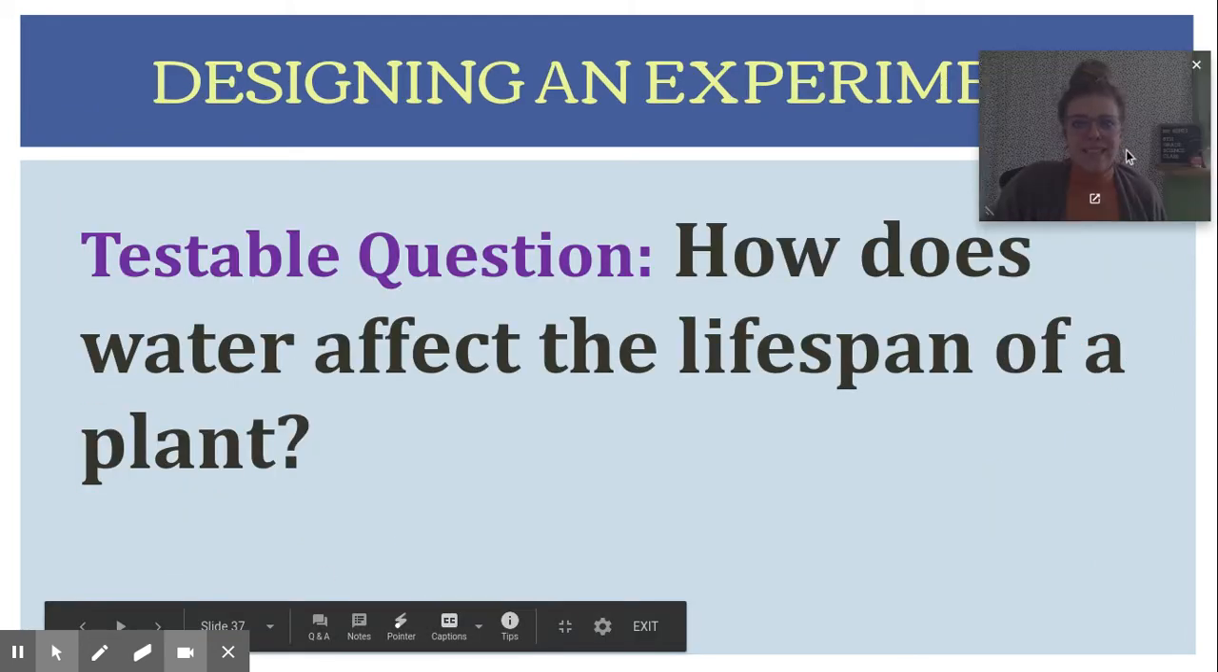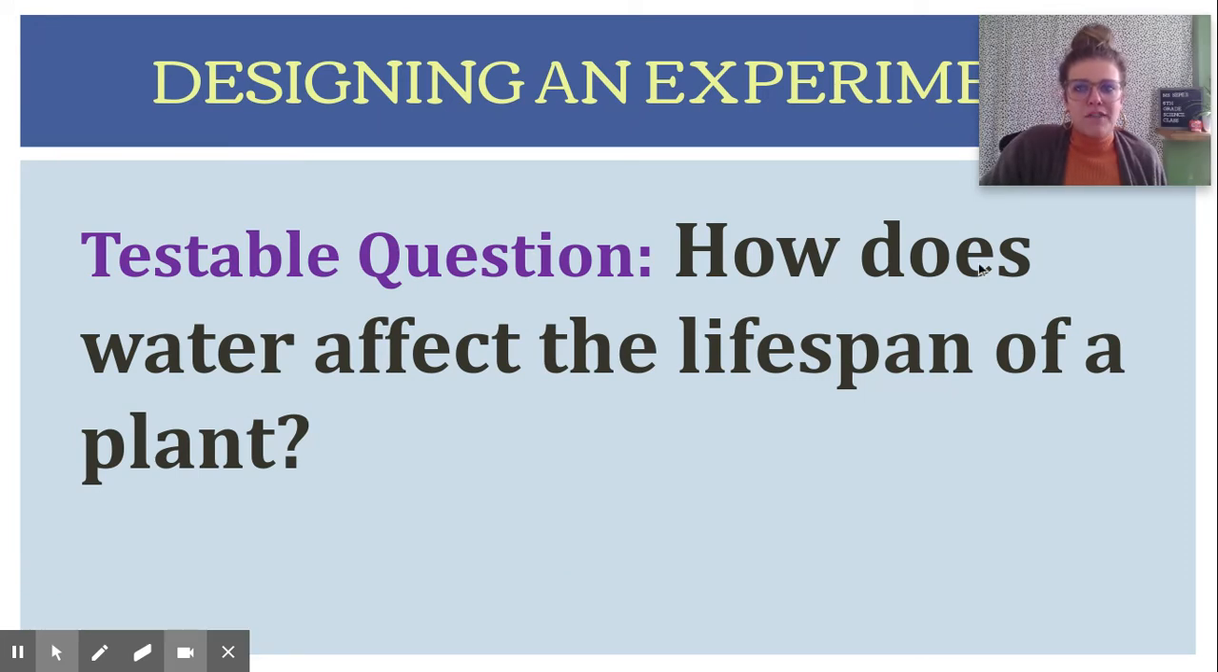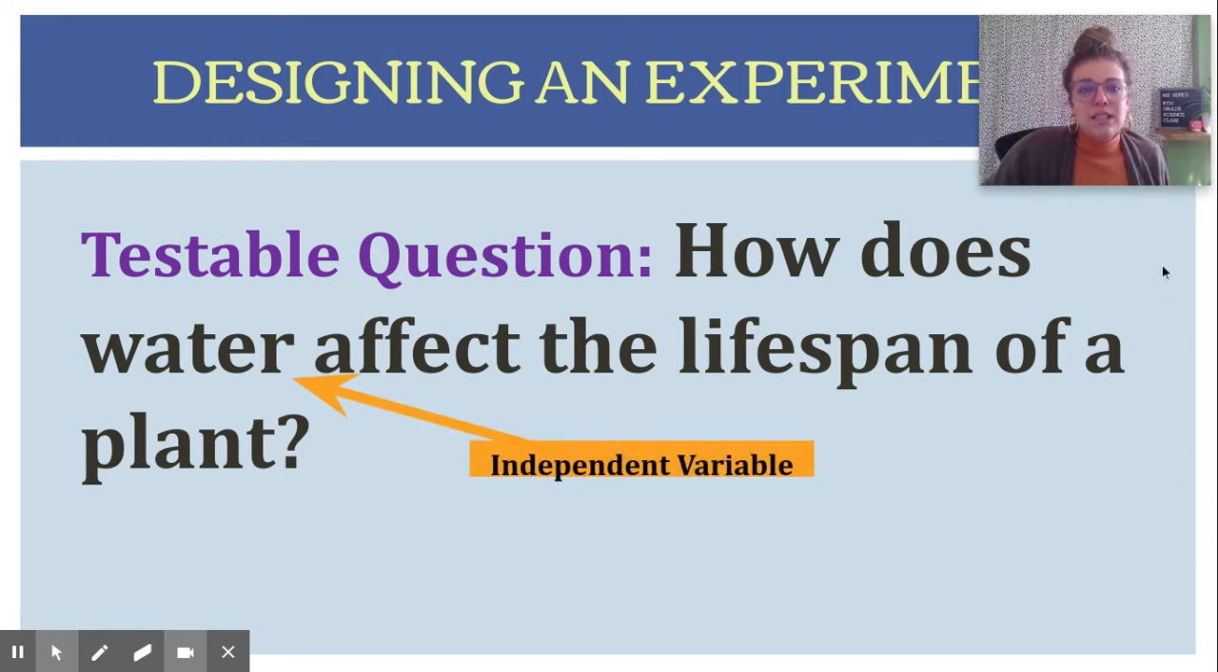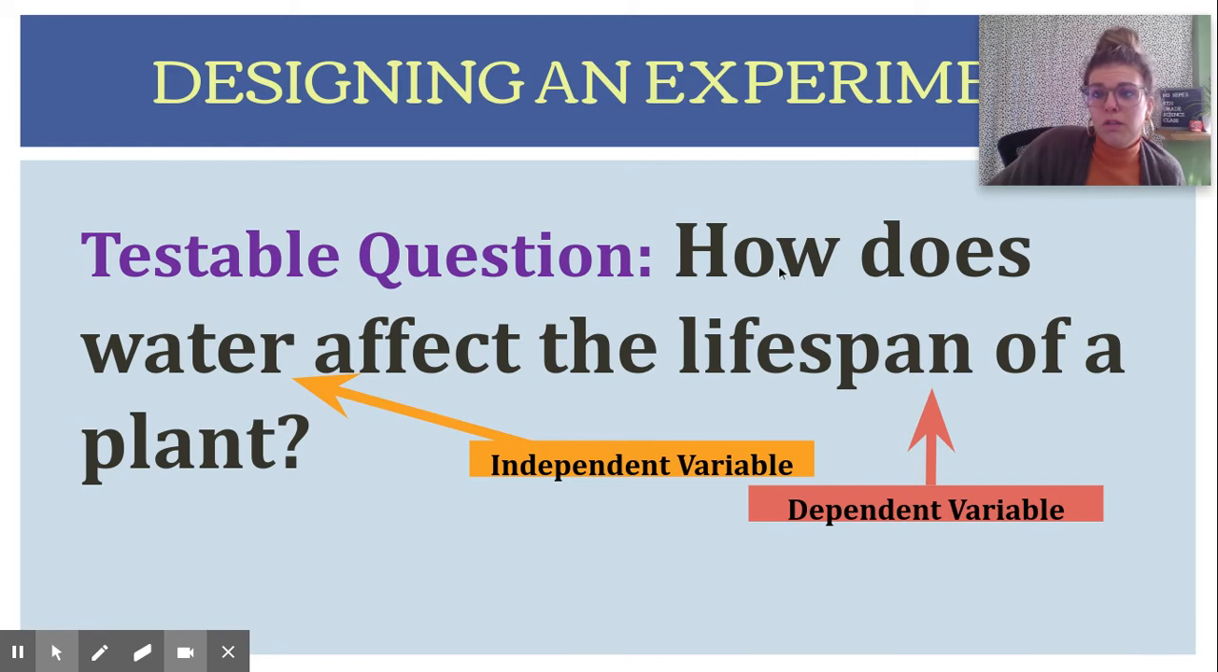Now let's look at this testable question. How does water affect the lifespan of a plant? You're going to notice in your notes on page 7 that there is this question. Can you try to identify the independent variable, the dependent variable, and the constant? Well, the constant you can't identify from the testable question, but you could name it. So the independent is the water. How does the water affect the lifespan of the plant? The scientist is going to give maybe 3 different plants 3 different amounts of water. That's what they're changing. They're going to measure the lifespan of the plant. So how long does the plant live with those different amounts of water?